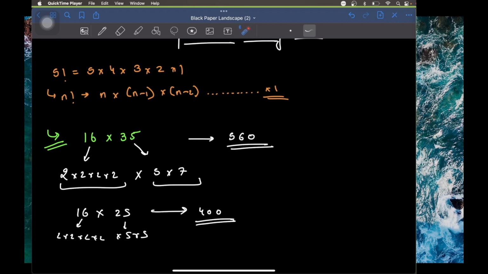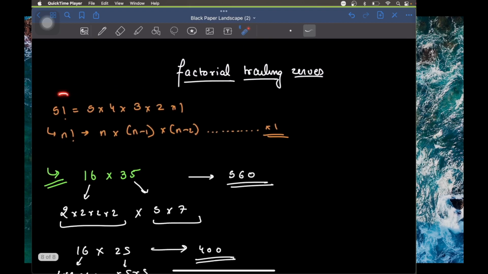Now all we have to do is calculate how many pairs of 5 into 2 you can make. Right? Now the same thing you have to check inside a factorial: in a factorial, how many factors are there such that you are able to make pairs of 5 into 2. This is something that we need to actually care about.